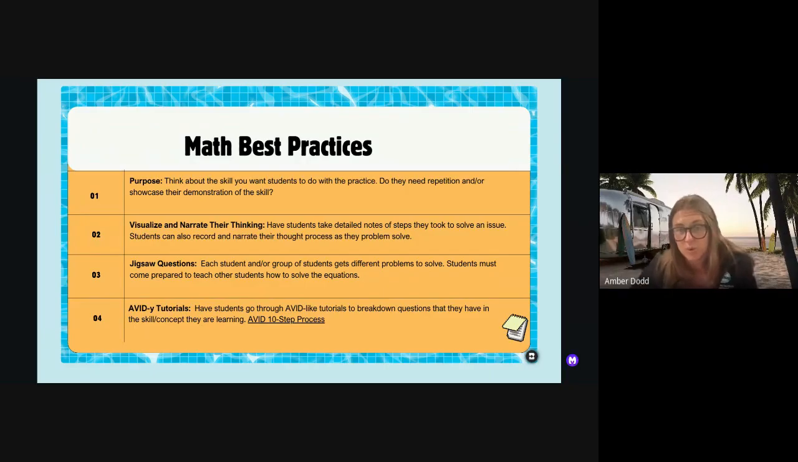So they have to record themselves doing it and screen. You can use Cami and have them screen record and go through the thinking. Jigsaw questions, so each student or group gets different problems to solve.